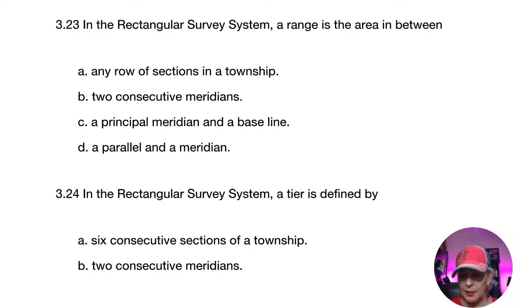So 23 is B, two consecutive meridians. Its relationship to the principal meridian. All ranges are 6 miles wide. So the meridian goes up and down, and the range goes east and west. So it's wide. Ranges are wide.